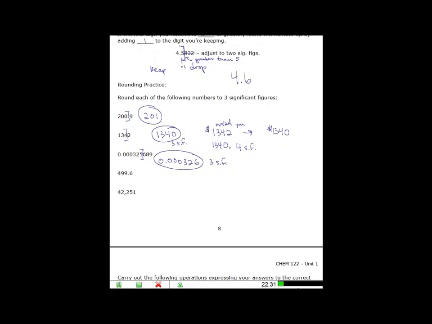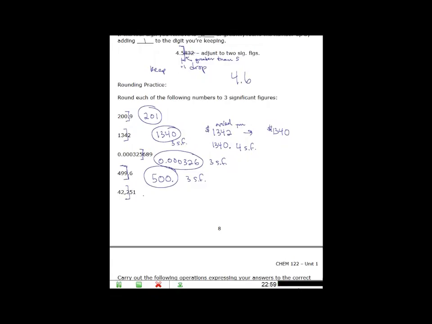Okay, 499.6. So that would be 3 to the left of the bracket that I'm keeping. Now this is 5 or greater, so that's going to make this 9 go up to 10, which will make the next 9 go up to 10, which will make this go up to 500. So that's 3 sig figs. And then the last one, 3 sig figs.